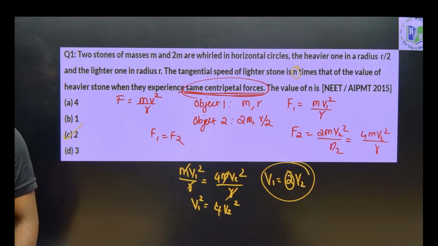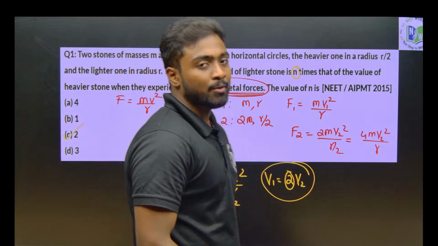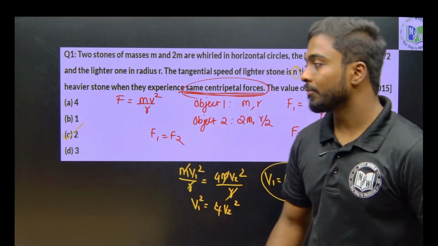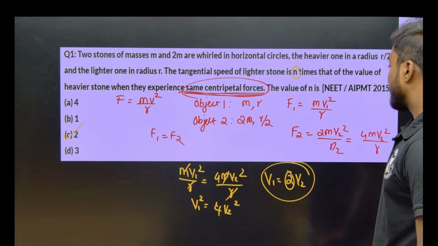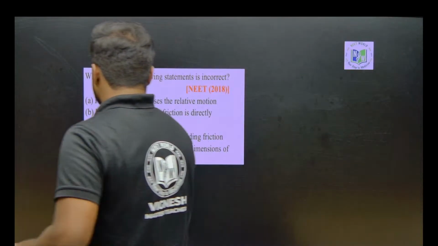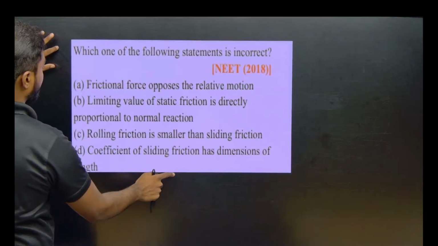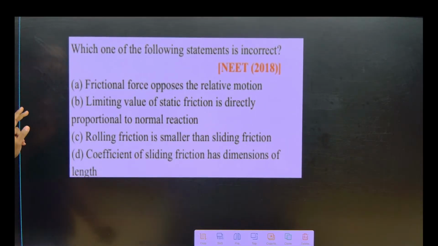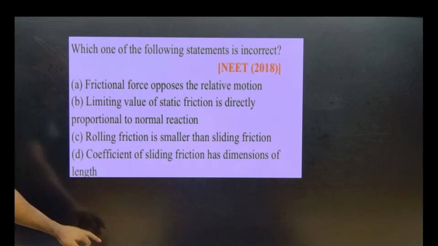So the only thing is we need to remember the formula and where we need to apply it. That's the thing we should concentrate on. So next question, I will zoom it out a little bit. Which one of the following statements is incorrect?